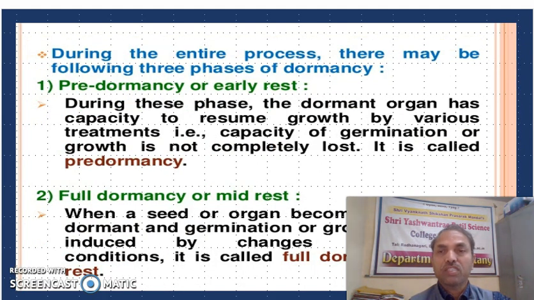During the entire process, there may be the following three phases of dormancy: pre-dormancy or early rest. During this phase, the dormant organ has the capacity to resume growth by various treatments. This capacity of germination or growth is not completely lost. Full dormancy or mid-rest is when a seed or organ becomes completely dormant and germination or growth cannot be induced by changes in environmental conditions.